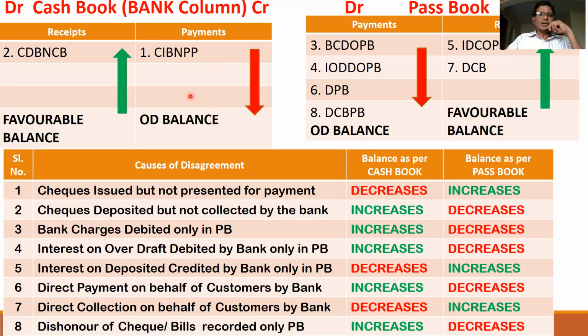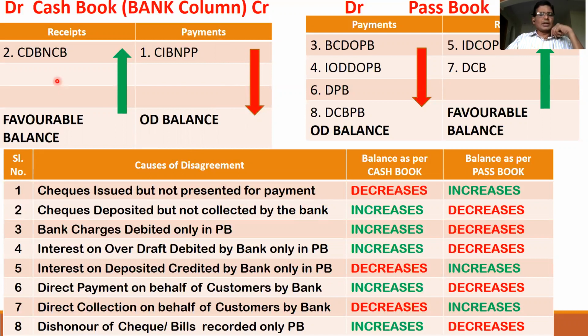So what you have to understand: when a cheque is issued, the cash book bank column is credited because it is a payment. Whatever you credit on the cash book credit side, the cash book balance decreases. As the same cheques were not presented by the takers, the passbook balance increases. So for cheques issued but not presented for payment, cash book balance decreases, passbook balance increases.